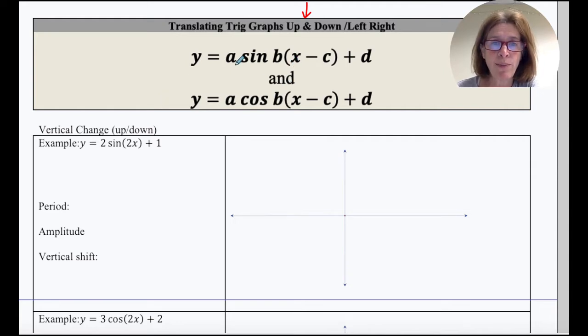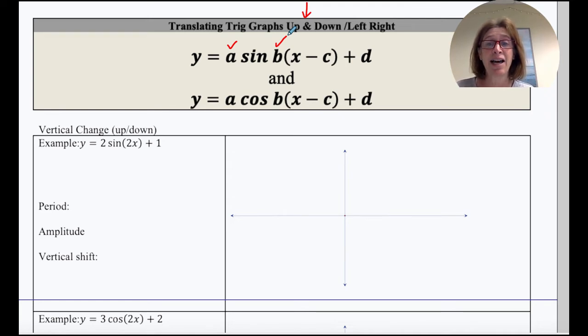They'll be in the form y equals a sine b parentheses x minus c plus d. So remember, we talked about a and that the absolute value of a told me the amplitude. So the amplitude is half the distance between the max and the min. B told me the frequency, how many times a full cycle of the graph occurs in its period, which is 2 pi. So we learned how to find a new period if the graph is happening more frequently.